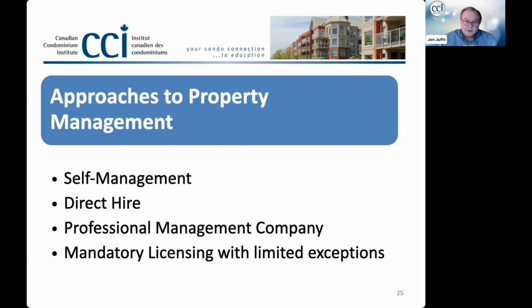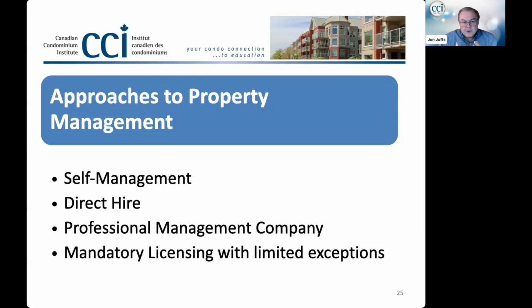They can also help you find economies of scale in hiring other services, like janitorial services, snow cleaning services, landscaping services, things like that, which can be beneficial because they do it day in and day out for a living. Not to preclude that self-managed condominium corporations can do all of those things too.